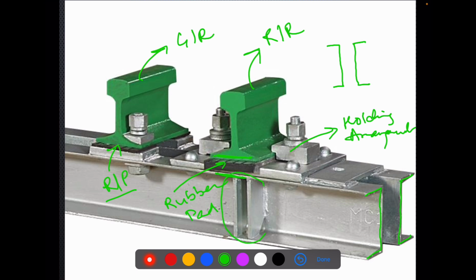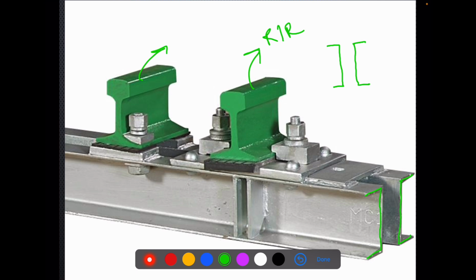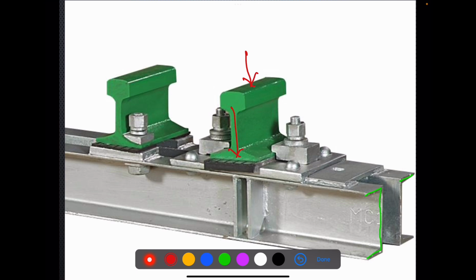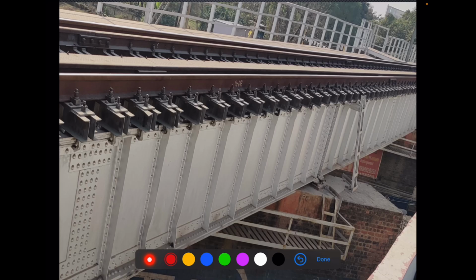And what else? Yes, these are the stiffeners. These are the stiffeners provided below the rail seat because the rail wheel load will directly transfer its load at this location, right? At this location. From here, the load will be transferred through rails to this location of the bridge. So that's why stiffening is necessary at this location. So stiffeners have been provided.